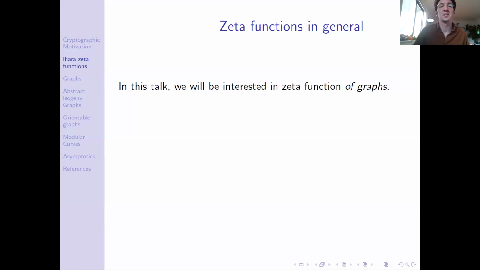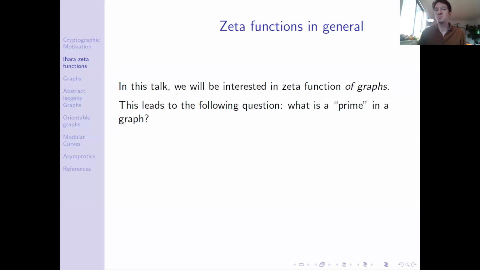right? These things that we care about as isogenists. And so in order to define a zeta function for a graph, what you would like to do is give an Euler product as some sort of product involving primes, right? Just like we saw in the past couple of examples. But the question is, what should a prime be in a graph?